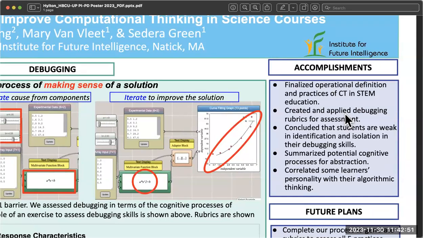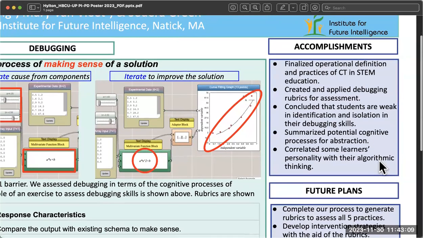Here are some accomplishments. We finalized the operational definition and practices of computational thinking in STEM education and created applied debugging rubrics for assessment. We concluded that students are weak in identification and isolation in their debugging skills. We also summarized the potential cognitive processes for abstraction and correlated some of the learners' personality with algorithmic thinking.